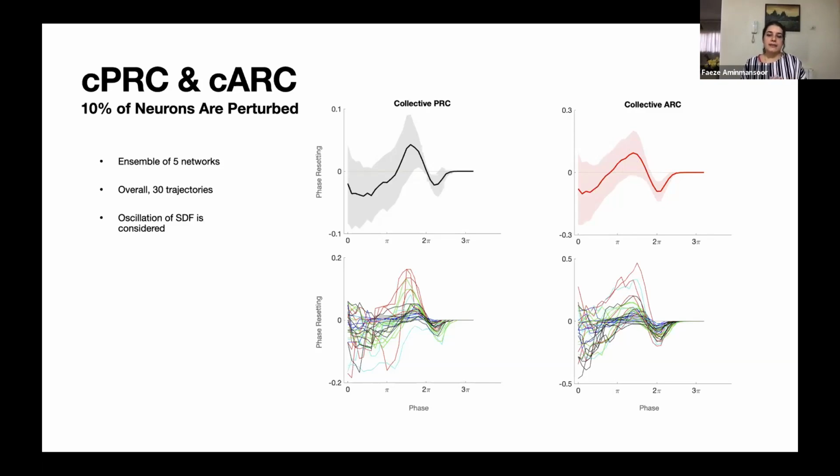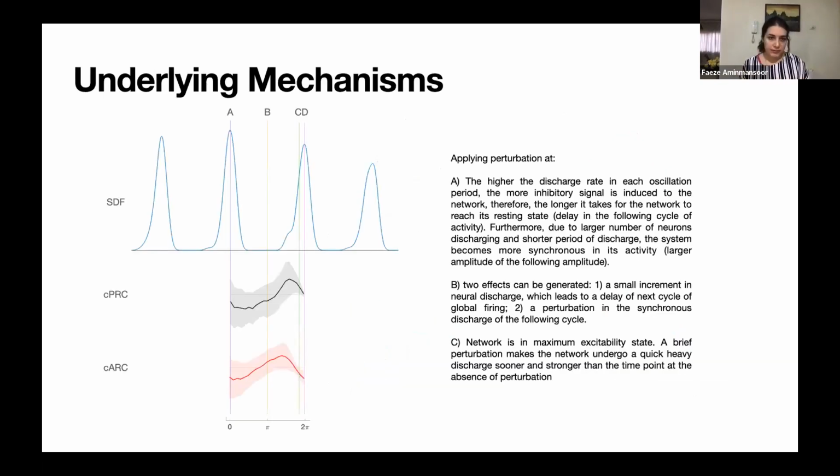So why is this the mechanism? Why is this happening? Consider that a population of inhibitory networks works like this. A random set of neurons are discharging simultaneously, and then the discharge of these neurons induces an inhibitory signal to the whole network.